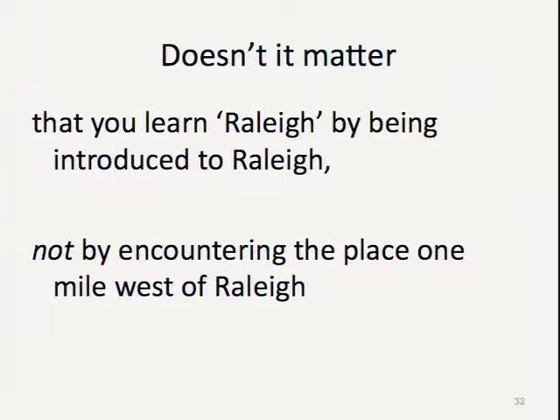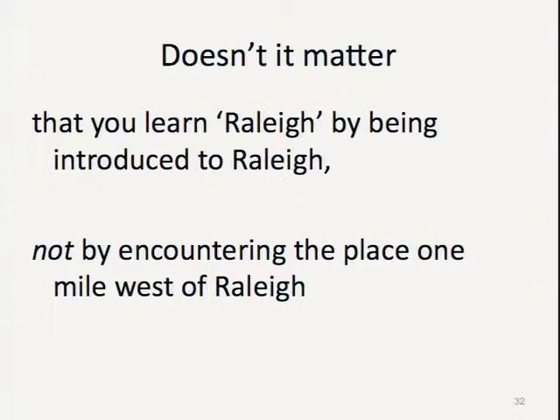And you ask, well, what is it that you do when you learn the meaning of the word Raleigh? You understand words like that by something like being introduced to the object. Someone says, lo, Raleigh. Here's Justin. Right? Something like that. I mean, that wouldn't help you with Raleigh, but it would help you with the name Justin. And you learn the name by being introduced to that object. You would not be taught the meaning of the name Raleigh by being shown, look, here's this place 1 mile west of Raleigh. That's not the way it works.